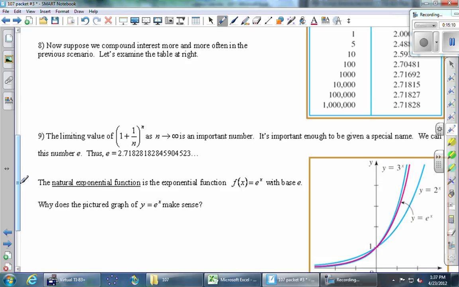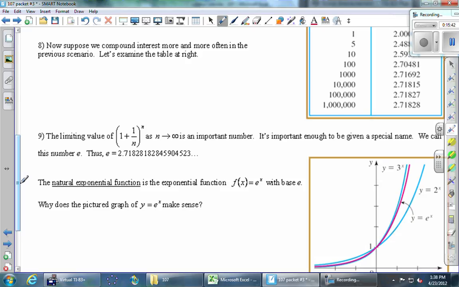All of that. So what does E represent? E represents how much money you'll have in the bank after 1 year if you start with $1 and you compound at 100% interest more and more often. How often? Infinitely often. More than 1,000,000 times a year. Every moment of the year, I'm going to give you a little atom of a penny. And at the end of the year, you're going to have E dollars, $2.71 and change.